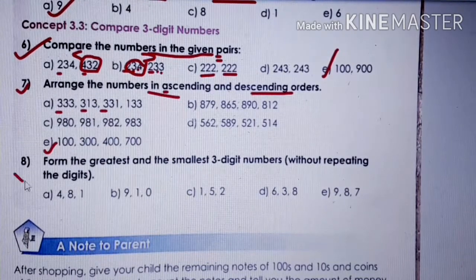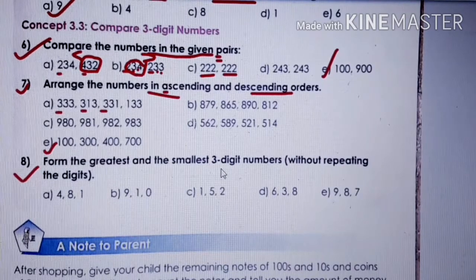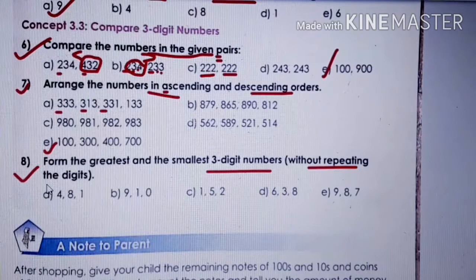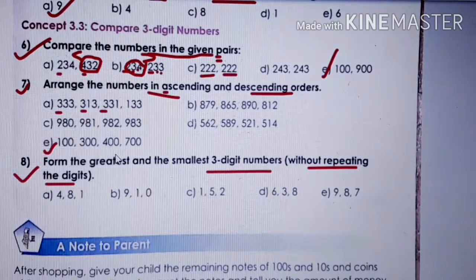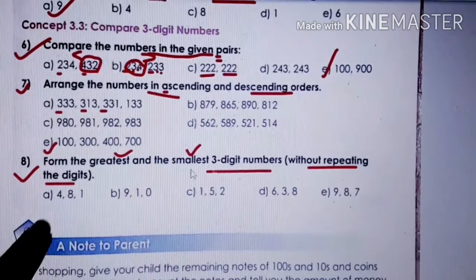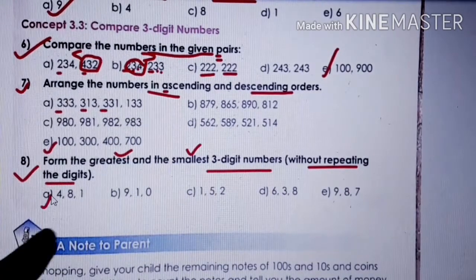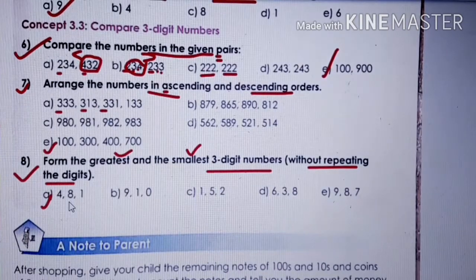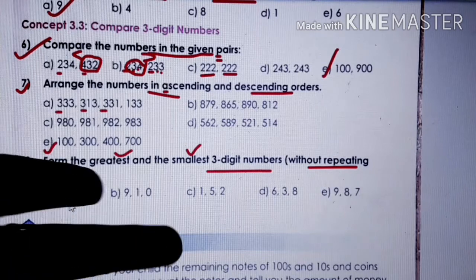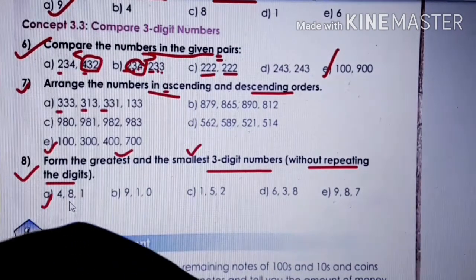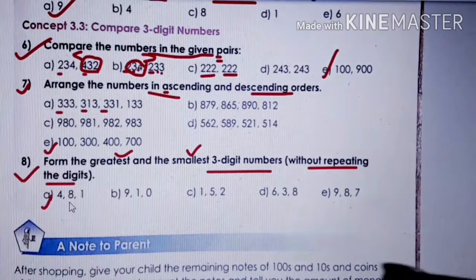Clear? The last question is to form the greatest and the smallest 3-digit number without repeating the digits. You have to make greatest as well as smallest. Okay, 3-digit numbers. You can see how many digits are there in first A. 3 digits, isn't it? 4, 8 and 1. You just got the digits 4, 8 and 1. So you have to make with these digits one smallest number and one greatest number.